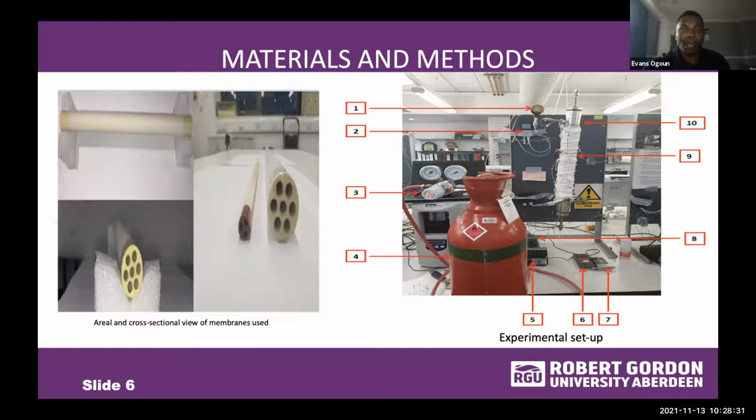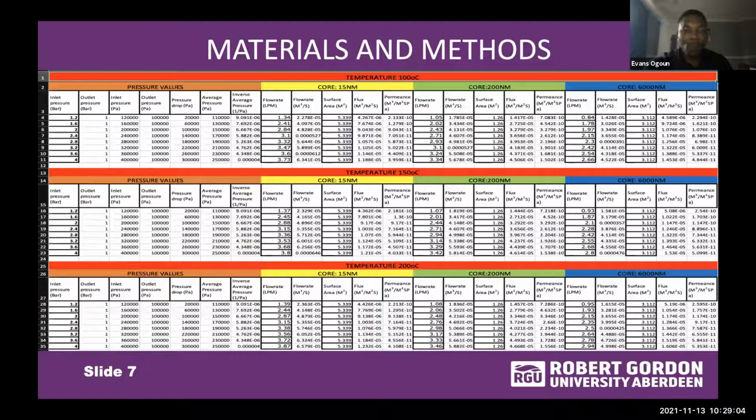This experimental procedure was conducted for 3 different nanocore samples with pore sizes of 15 nanometers, 200 nanometers, and 6,000 nanometers at predetermined pressures of 0.2 to 3 bar. The experiment was carried out at an assumed reservoir condition of thermal stability of 100 degrees Celsius, 150 degrees Celsius, and 200 degrees Celsius for each of the 3 different core membranes. Then the readings on the flow meter were taken and all summarized here.